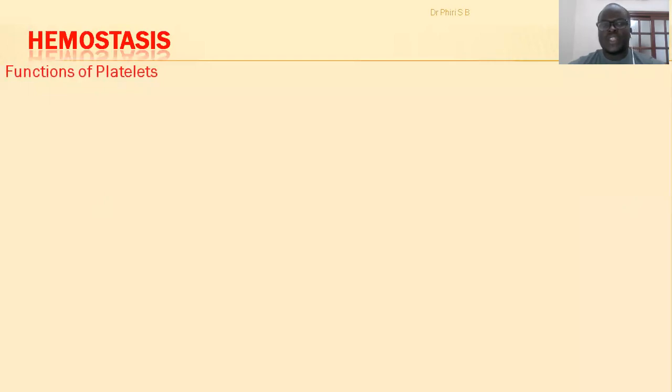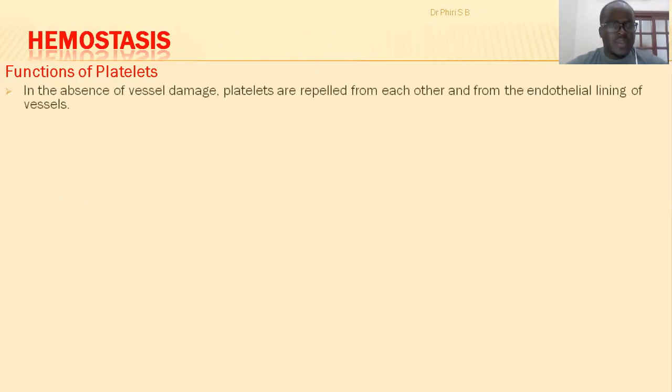So let's look at functions of platelets with regard to hemostasis. In the absence of vessel damage, platelets are repelled from each other and from the endothelial lining of vessels. So they are not able to attach. Why? It's because there are certain proteins that are found within the endothelial cells. Once they are smooth, the platelets can't attach. There are also enzymes that are inactivating the platelets so that you have just laminar flow, with the fluid moving within the cardiovascular system without the platelets attaching.